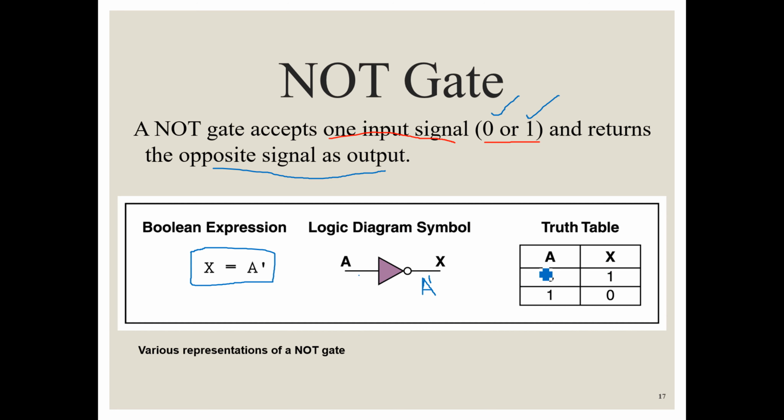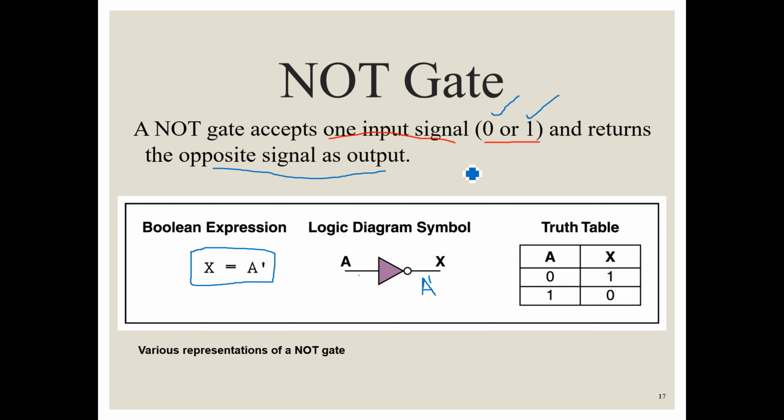You can see the truth table. As I told, there are 3 different things we need in order to design any kind of electronic circuit. First one is the Boolean expression. Second one is the logic symbol or representation. Then the third one is the truth table.